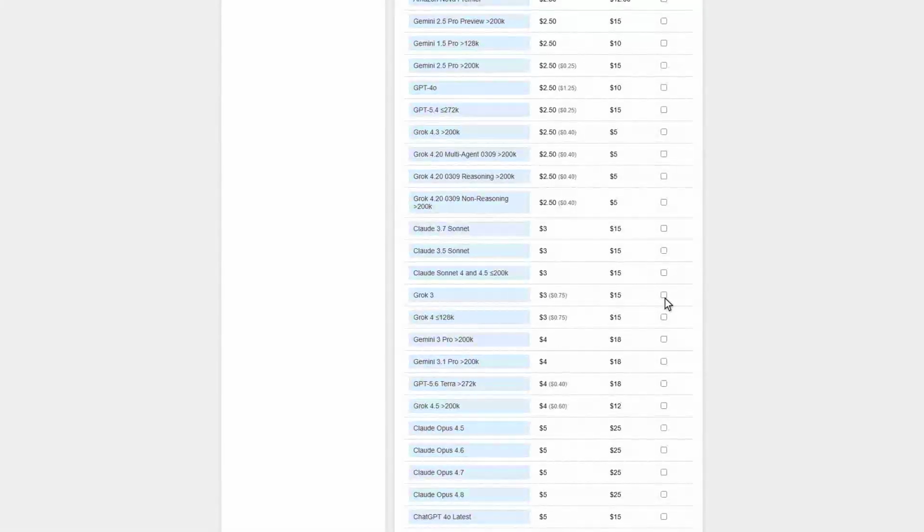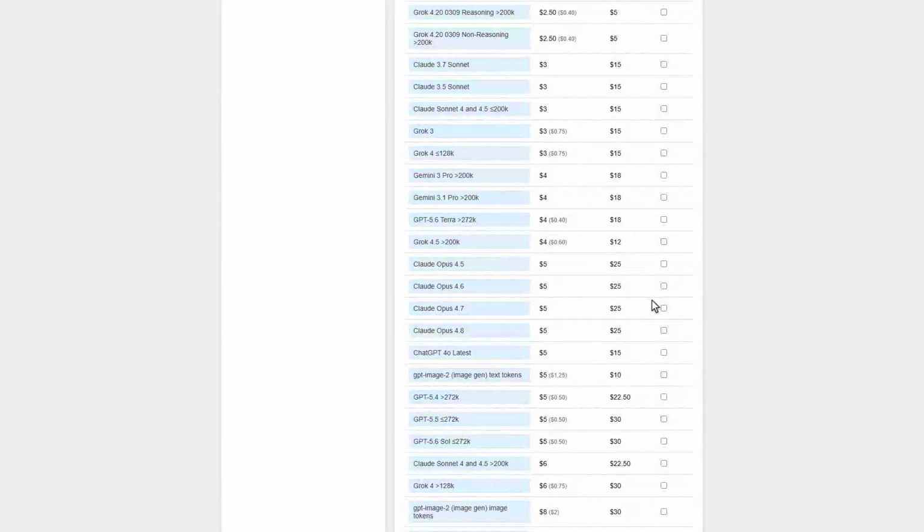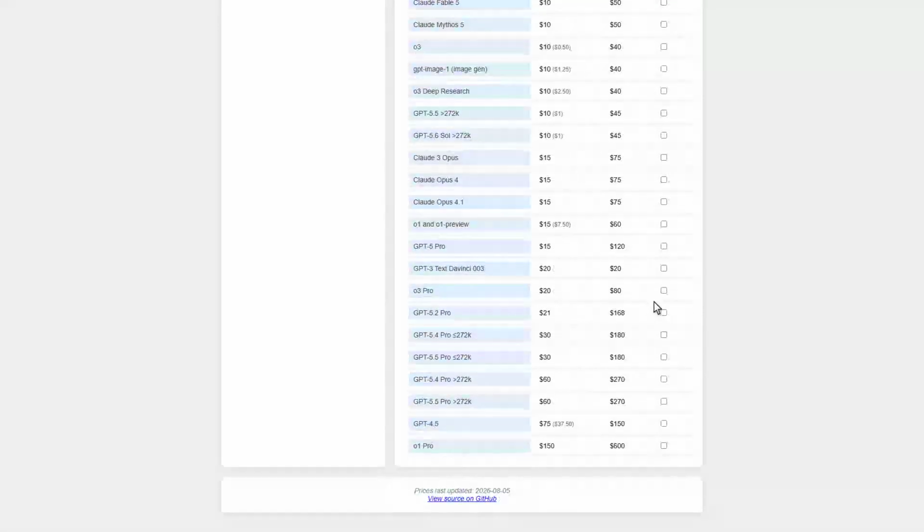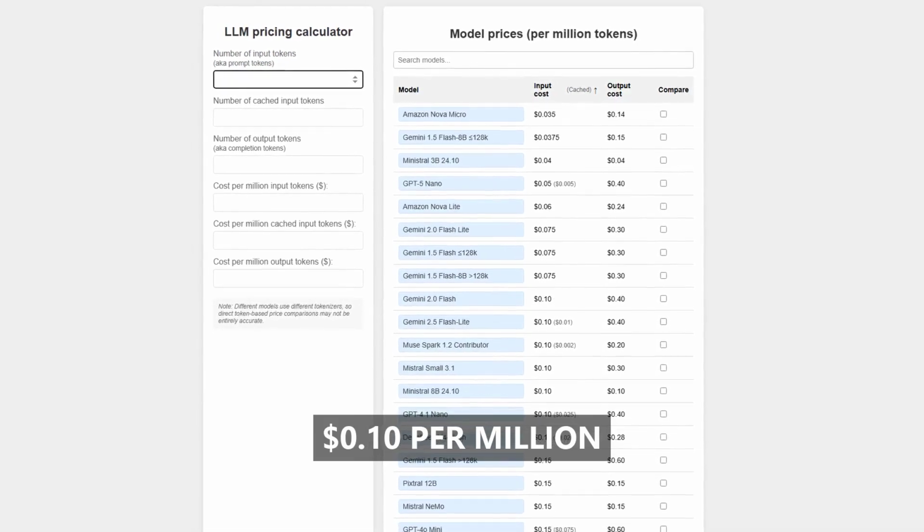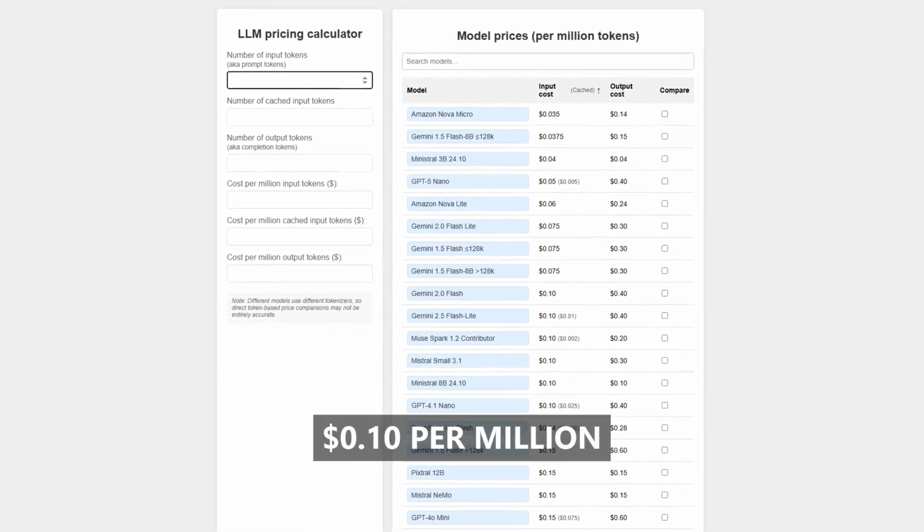You want to verify this yourself. Open llmprices.com right now, search Muse Spark 1.2. Look at the two rows, standard tier and contributor tier. The 10 cents next to contributor is the proof, not me telling you.